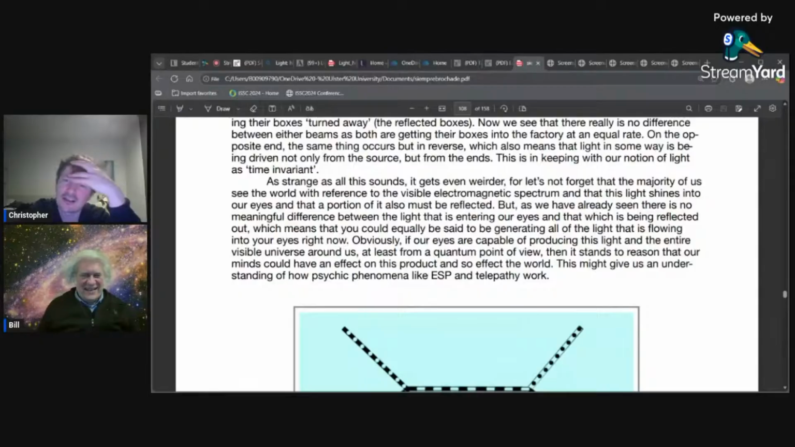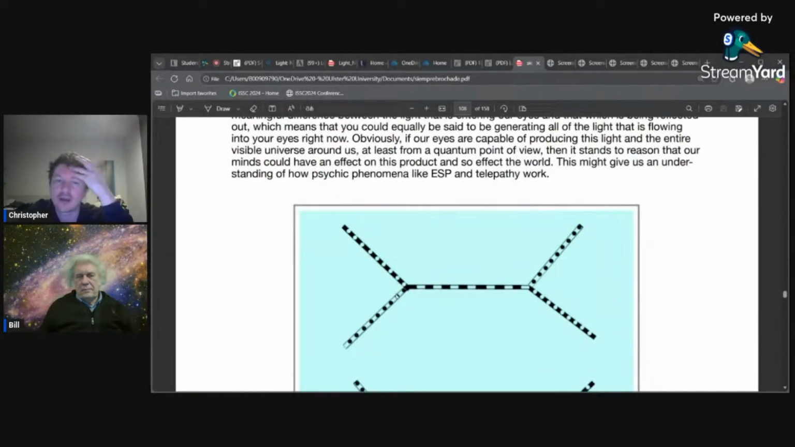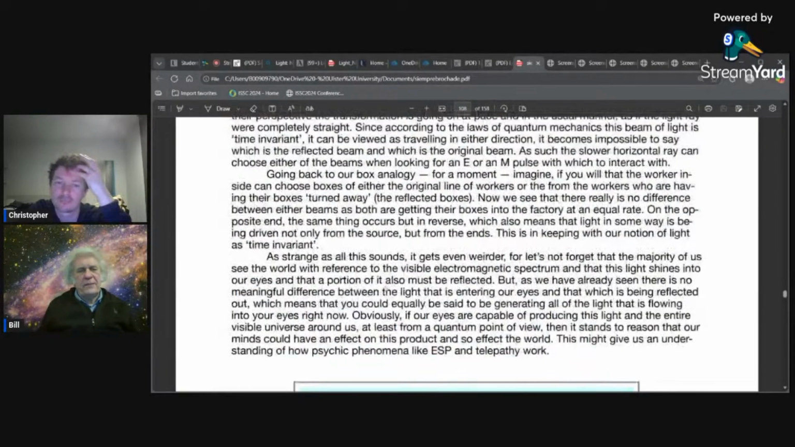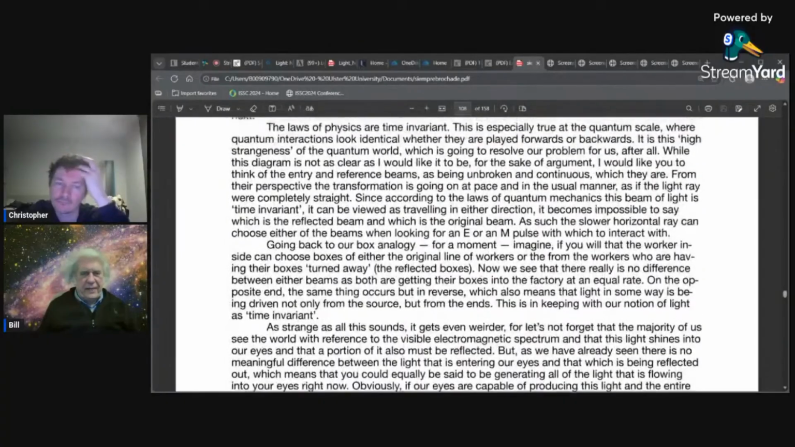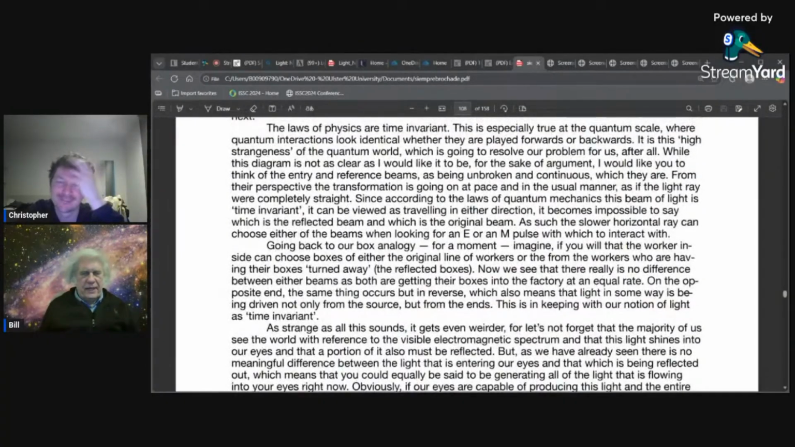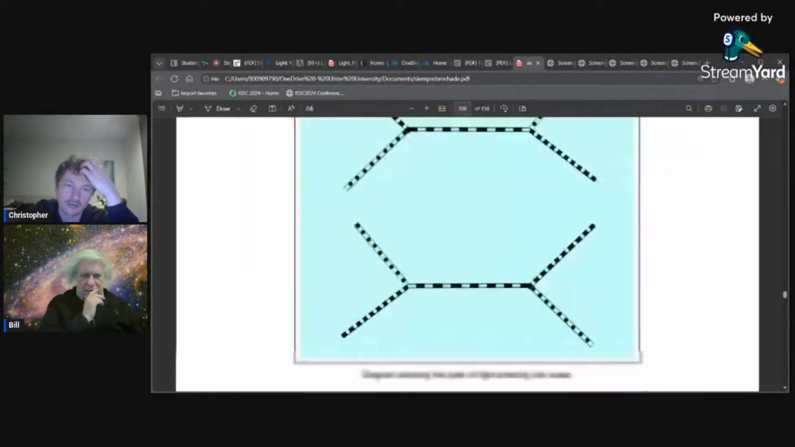Yeah. Now we see that there really is no difference between either beam, as they're both getting their boxes into the factory at an equal rate. So there's some idea here where this person passes a box in, and then there are boxes being passed out as well. And then let me do a little criticism of that. Okay, just my gut feeling here. Show me the picture back again. Raise it up there a little bit. It's better to see it.